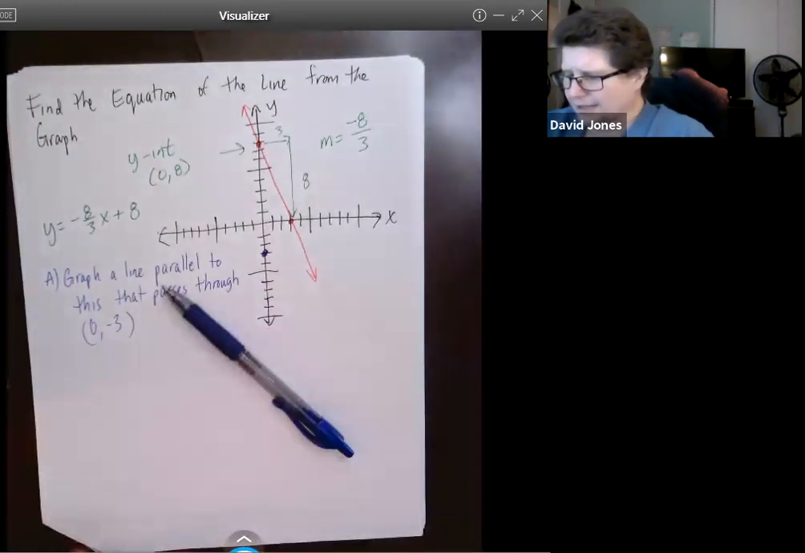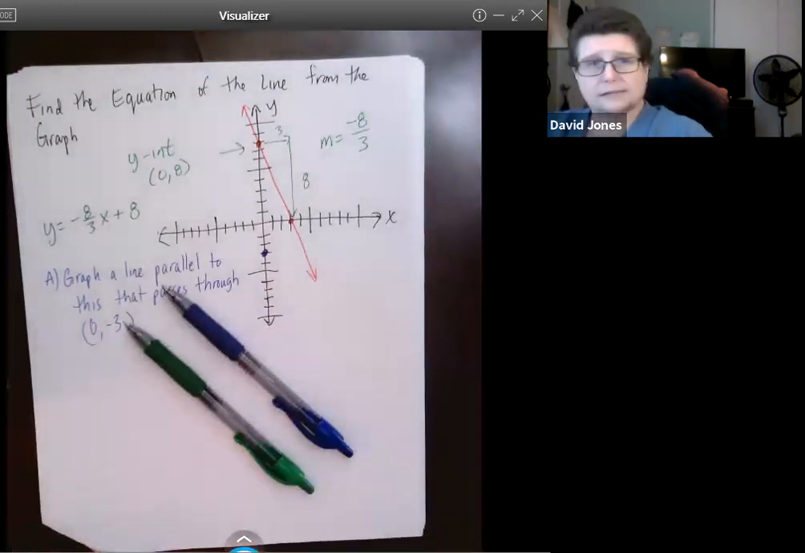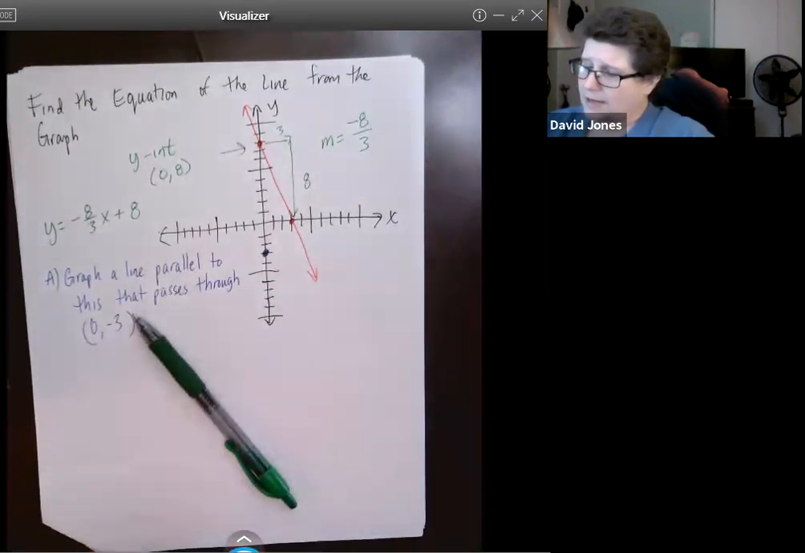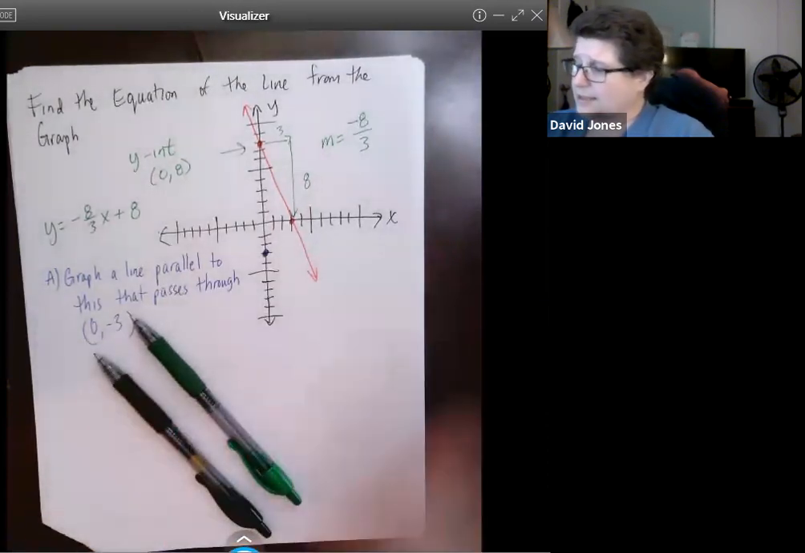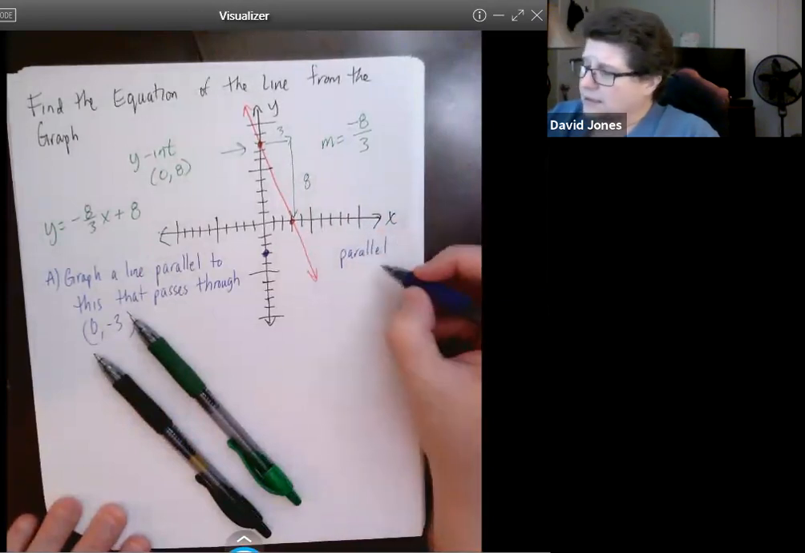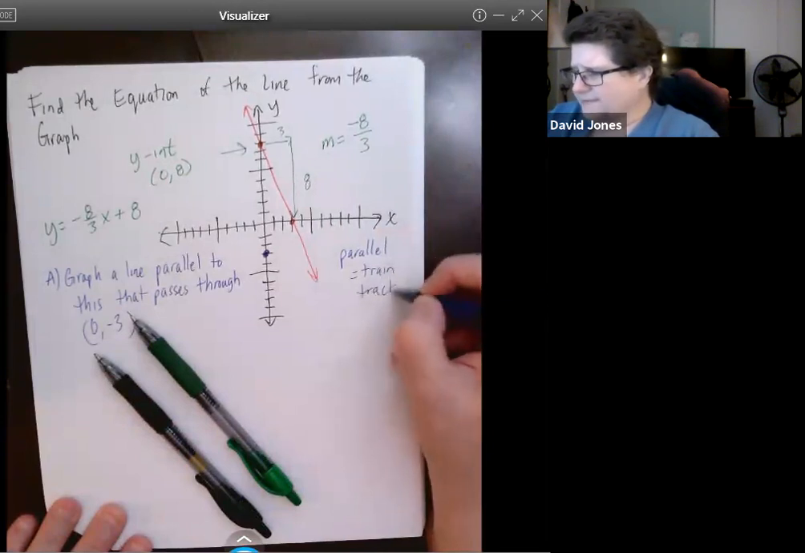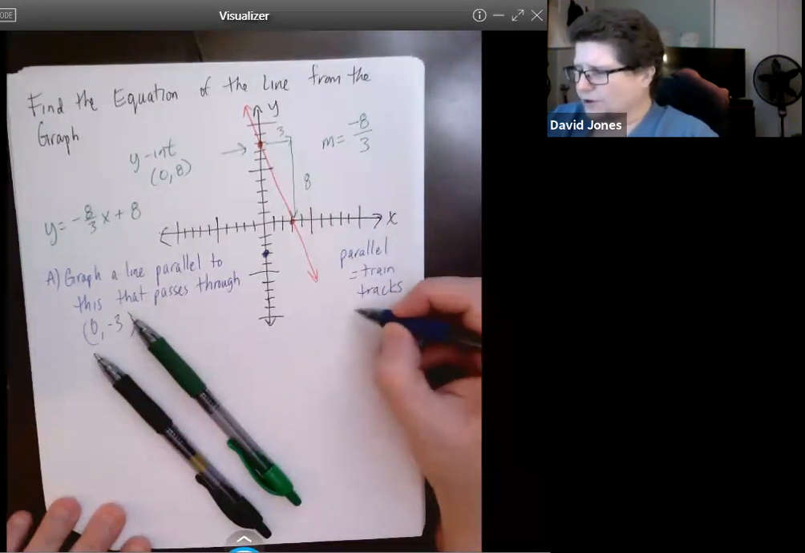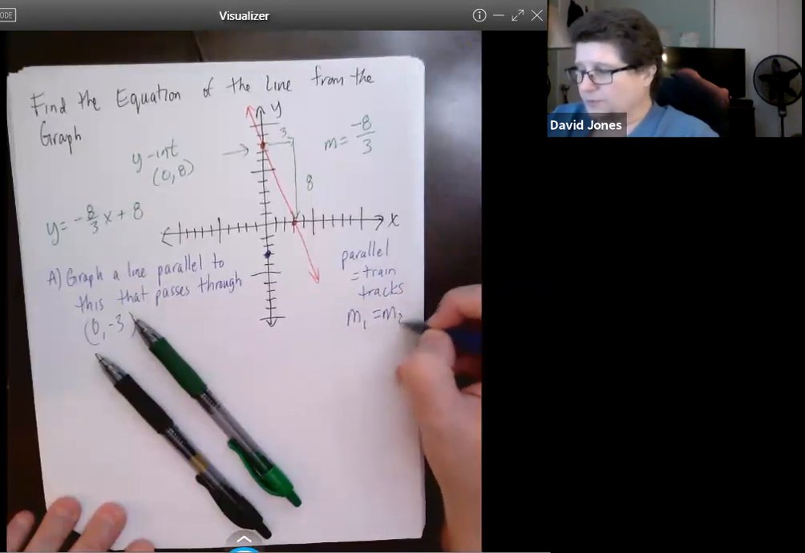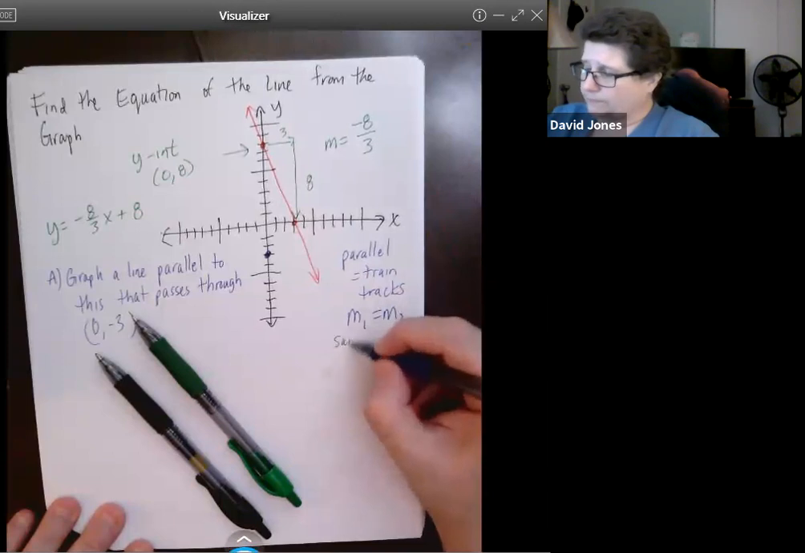Parallel lines are like train tracks. Okay? And what that means is, like train tracks, and on a graph, it means the slopes are the same. M1 equals M2. Same slope.